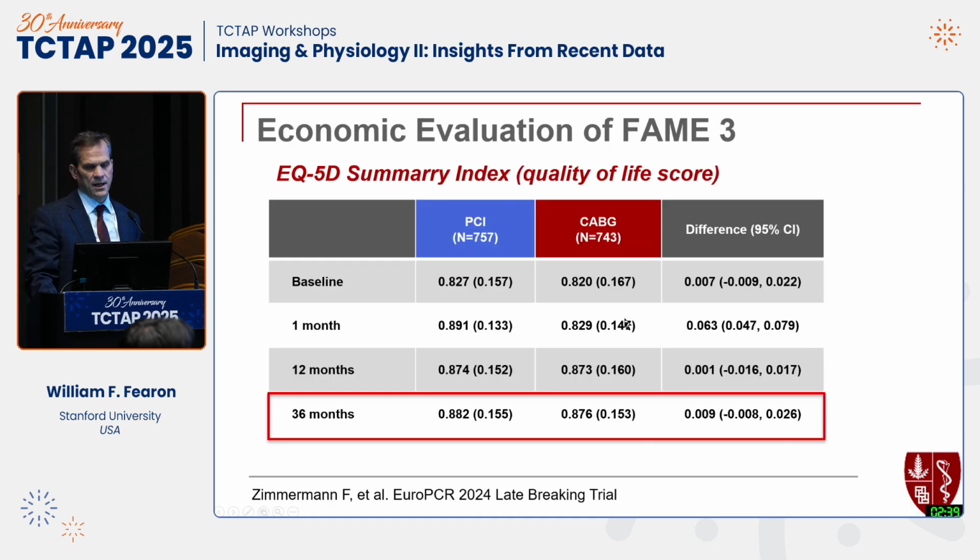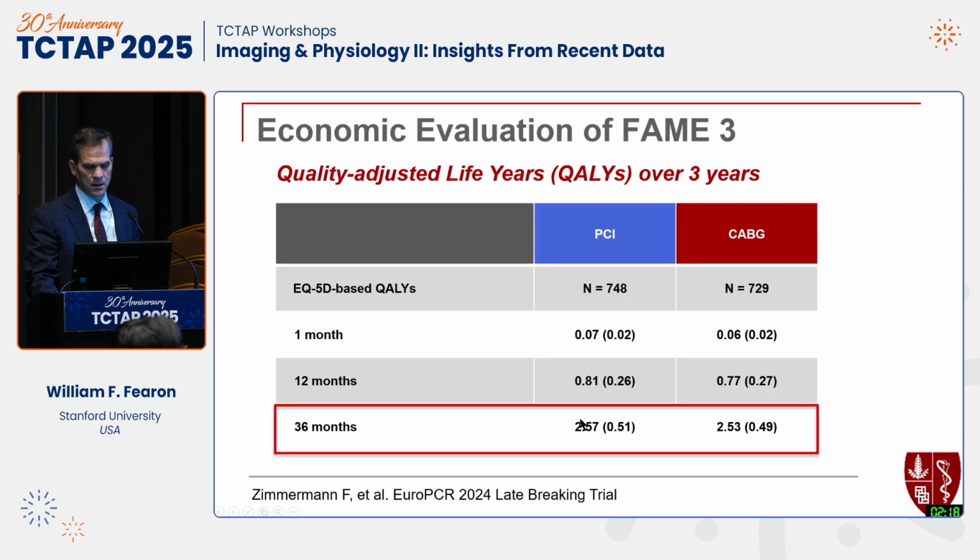We've also looked at quality of life and cost effectiveness. This is 3-year data, we plan to present 5-year data, hopefully at ESC. On the 3-year data, you see that there's no difference in the EQ-5D summary index between the two groups. When you calculate quality adjusted life years, there's a slight numerical advantage to PCI over CABG.